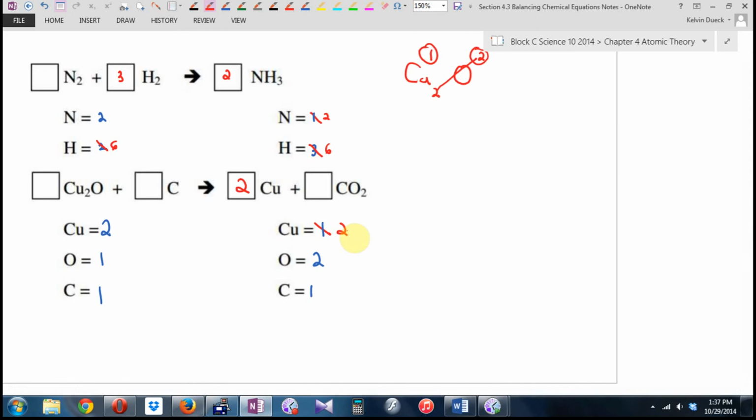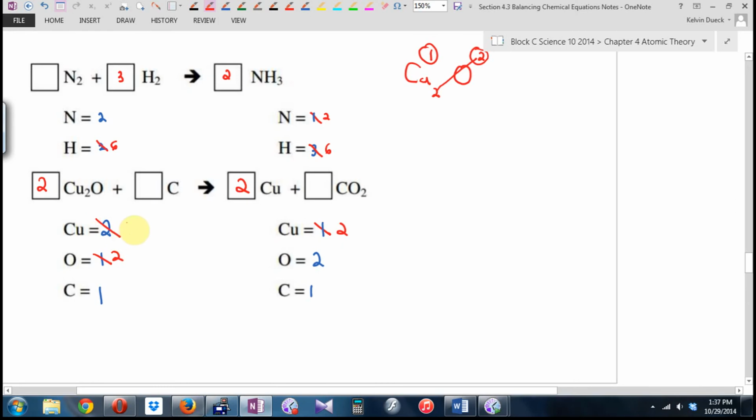What else needs to be balanced? Okay, how many O's do I have on the left? 1. How many on the right? Okay, I'd like 2 on the left. So the first thing that I might do is I would put a 2 there. That would give me 2. Dope! What else did that change?